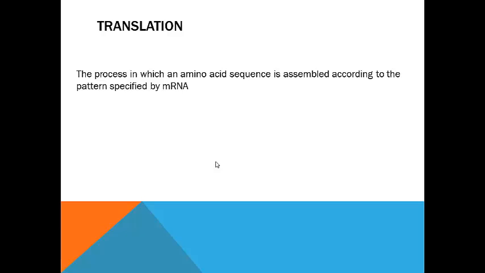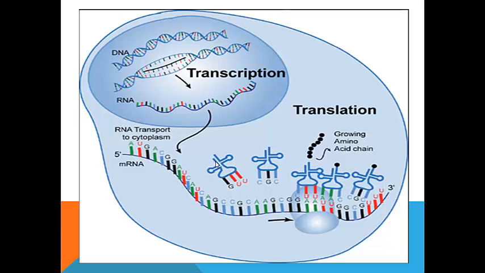Translation. This is the process in which an amino acid sequence is assembled according to the pattern specified by messenger RNA. Once transcribed, the single strand of messenger RNA detaches and the double-stranded DNA zips back together. The messenger RNA then moves out of the nucleus into the cytoplasm, where it provides instructions for the production of a protein, and this is what we call translation. On the following slide, we see this process happening.